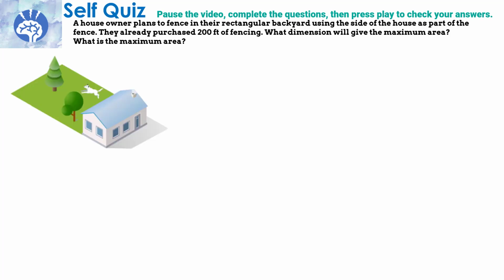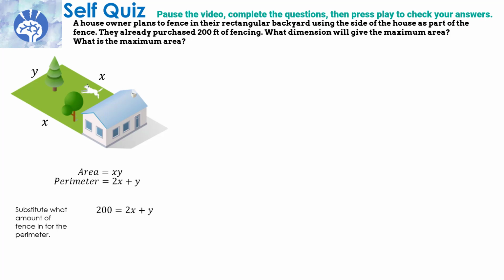The first thing we did is we read it and we drew our picture. Oh, look at the dog. He's so happy. Now we have to label our variables. We're going to write down our two formulas. Area equals x times y. Perimeter equals 2x plus y. We're going to substitute in the perimeter. Well, we have 200 feet of fencing, so that goes in for the perimeter. 200 equals 2x plus y. I need to solve for a variable. The easiest variable to solve for is y. I subtract 2x from both sides, and that gives us 200 minus 2x equals y.